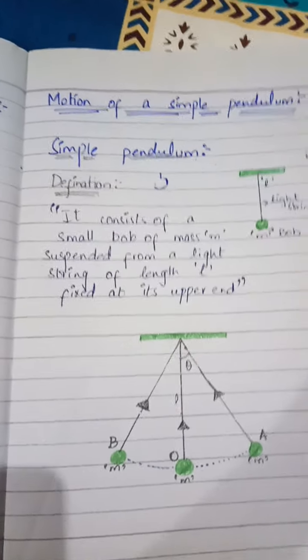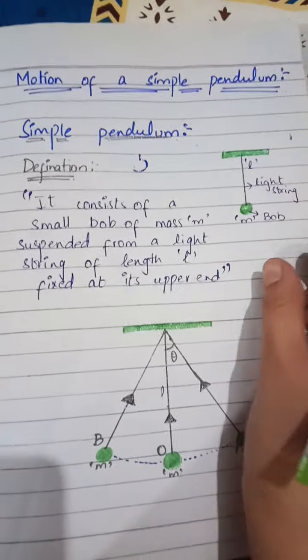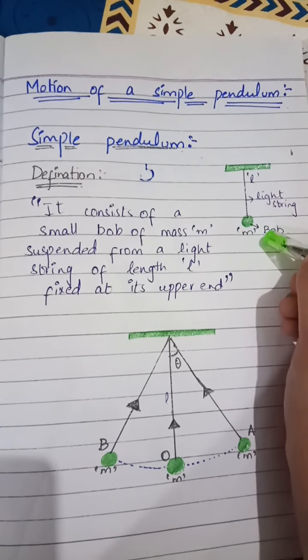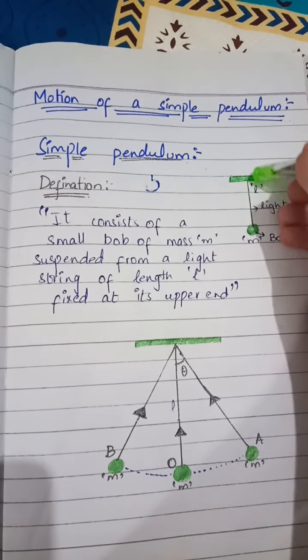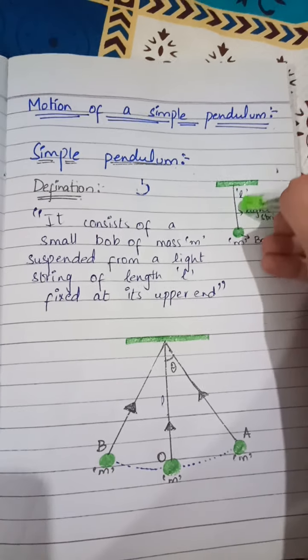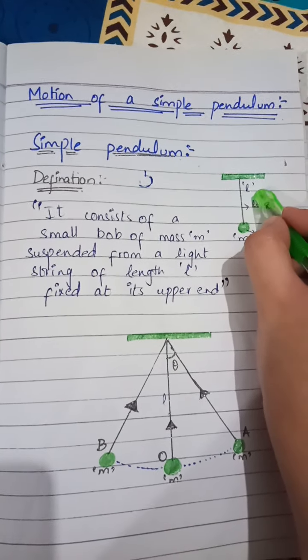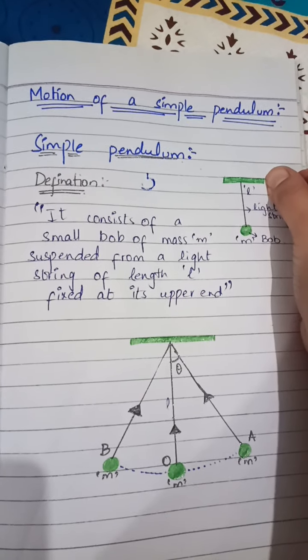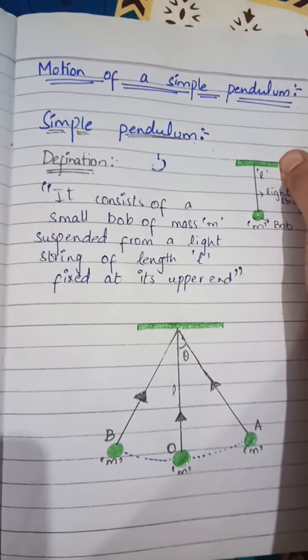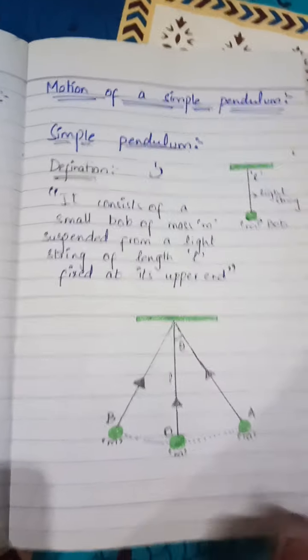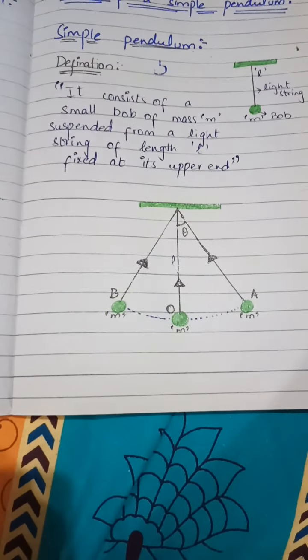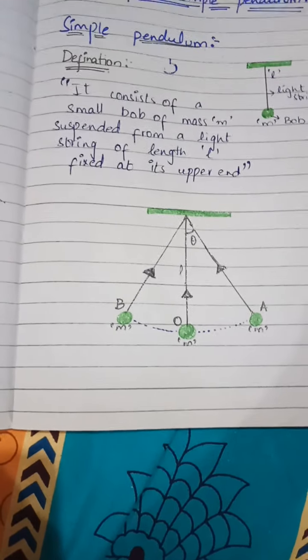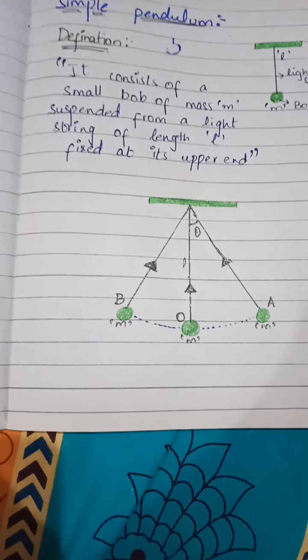So what is a simple pendulum? It consists of a small bob that is of mass m, and then there will be a light string. That string must be light and its length is denoted by L, and then the upper point from which the string is attached must be fixed. These are the conditions of simple pendulum. Now we'll discuss the motion of simple pendulum.